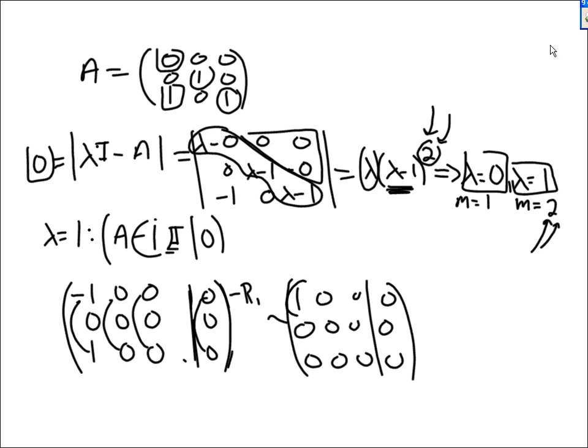Row 1 has a leading 1, nothing else does. So x, y, and z. Y and z are free variables. Let z equal s, and y equal r. And the first row says that x is 0. Okay.